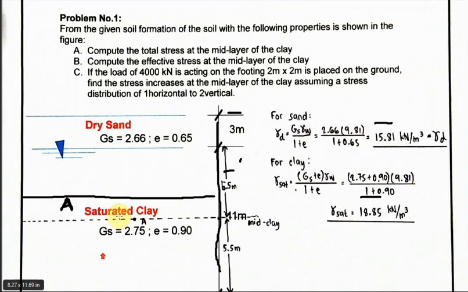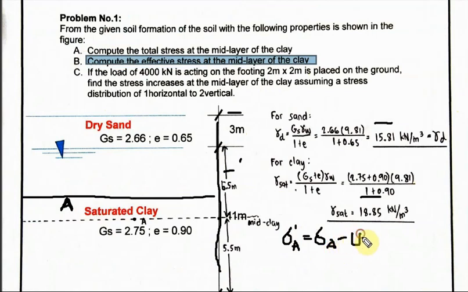So for letter B, we have to compute the effective stress at the mid layer of the clay. To compute it, we all know that the effective stress at A is equal to the total stress at A minus the pore water pressure, right?